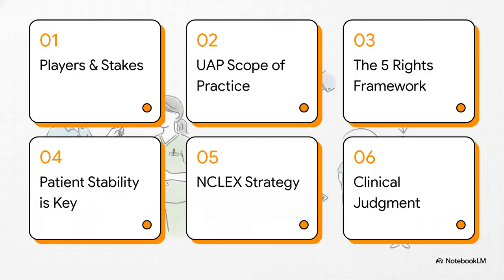Let's get into it. So, here's our game plan. First up, we'll talk about the players and the stakes, basically who's who and why it matters so much. Then, we'll get into the nitty-gritty of the UAP's scope of practice. After that, we'll walk through the 5 rights framework, which is your go-to safety checklist. Then we'll zero in on the single most important factor, patient stability. Finally, we'll pull it all together with some NCLEX strategies and end with a little clinical judgment challenge to test your skills.